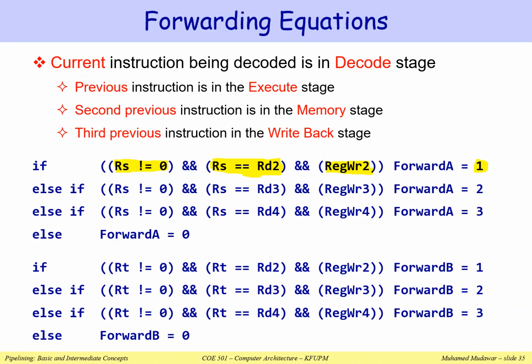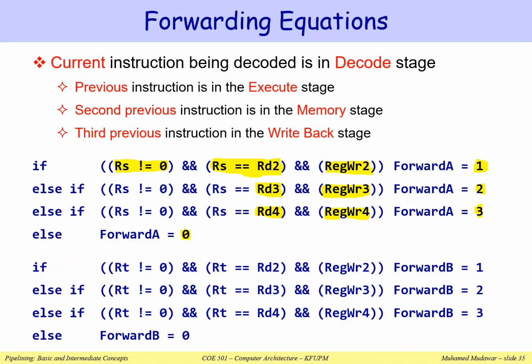We can do the same thing for RS, comparing RS against RD3. We can also compare it against RD4. We check that we are writing to register RD3, so this is register write 3, and this is register write 4. If this is the case, we get forward A equal to 2 and forward A equal to 3. Now, if all of these conditions are false, then forward A will be equal to 0, indicating that there is no forwarding.